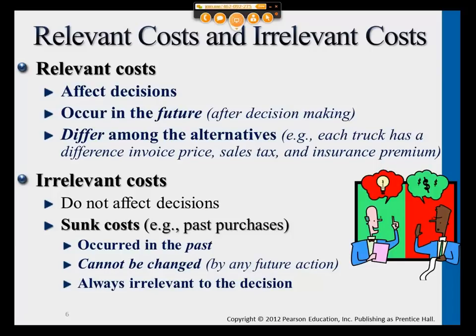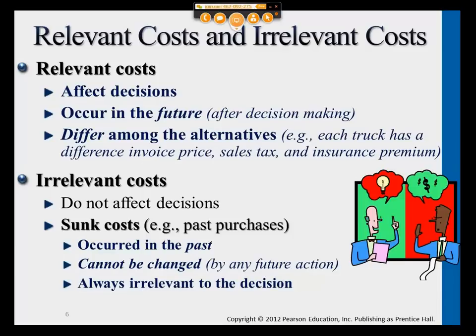So what does it mean? An example would be each truck has a different invoice price, sales tax, and insurance premium, right? What we apply for our case, we're also applying for the alternative. If we're buying a truck, we have to account for all the costs, and I named price, tax, insurance. That same criteria applies also for your alternatives, maybe other vendors who are selling trucks. So we'll account for the same price, taxes, and insurance with other alternatives.